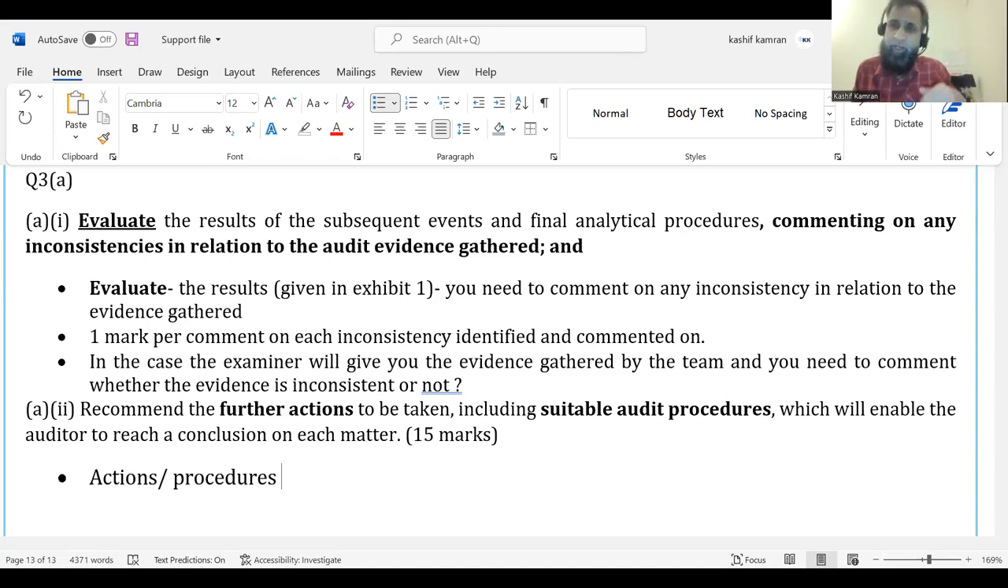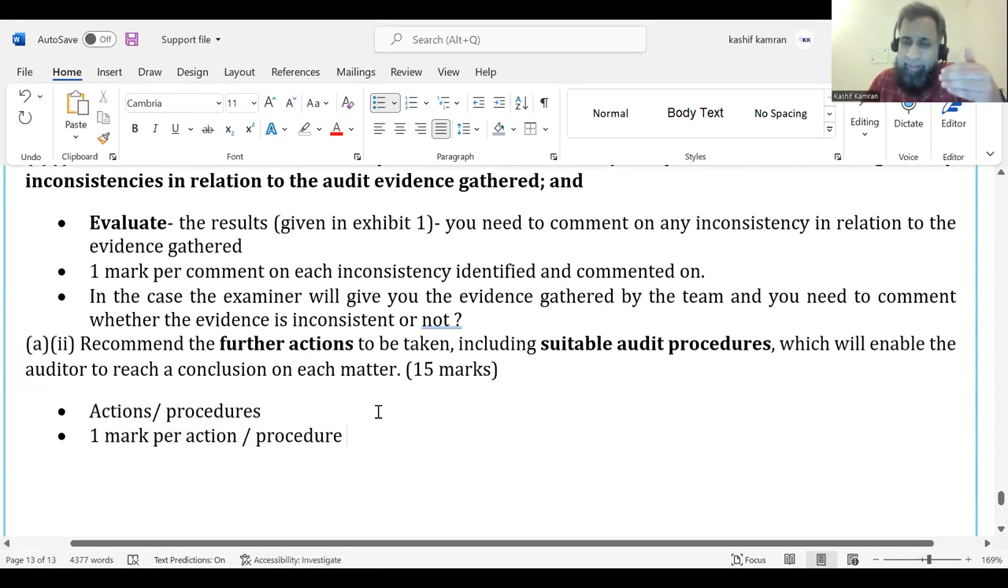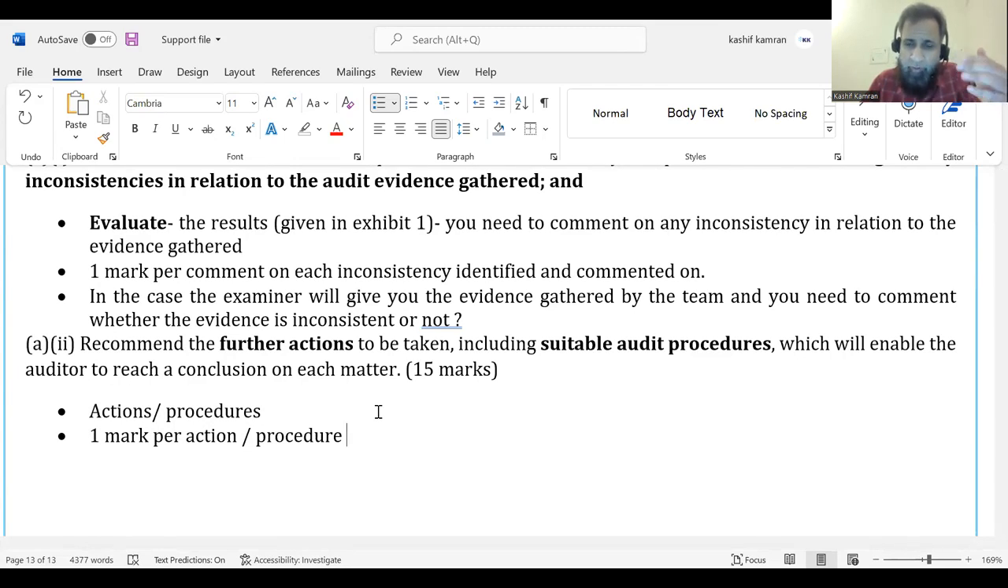Okay, this is an action, this is a procedure. No, you will get confused. Whatever you're writing, whether it is an action or a procedure, you will get 1 mark. So 1 mark per action and 1 mark per procedure. And the action has to start with a verb and has to be specific to the case study. So 15 marks, right? Now you look at the number of issues in the case because everything you do in this answer will fetch you 1 mark. So the total number of points you should have in the answer, whether they are actions, procedures, or comments on the inconsistency, should be 15, right?